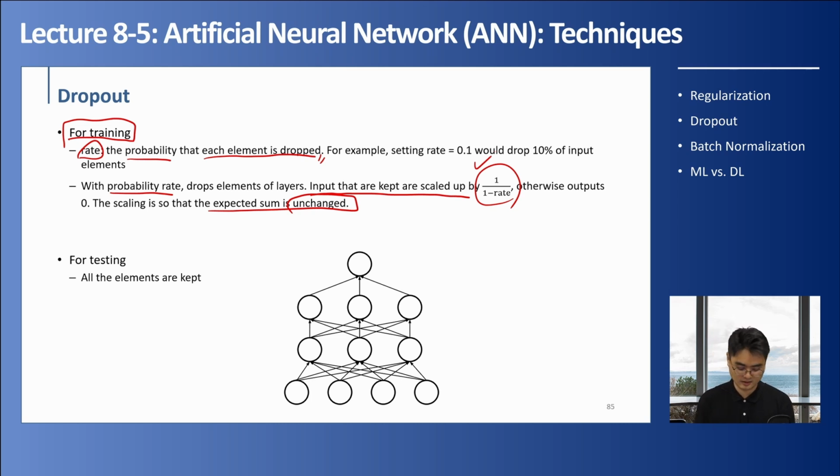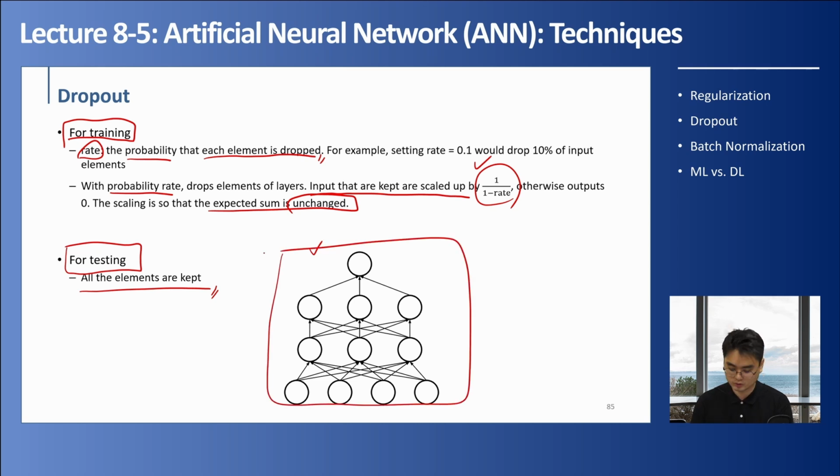And for testing, we are keeping all of the elements. We're not dropping out any elements here, and we're using all of the weights. So this will be some kind of ensemble network which was trained with many different data samples and many different models. By using this testing with all of these elements, we're going to be able to predict a result with better regularization.